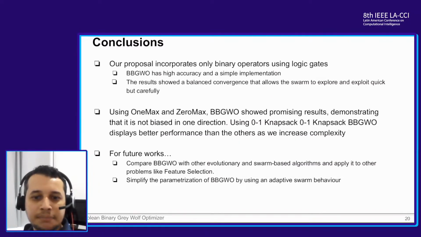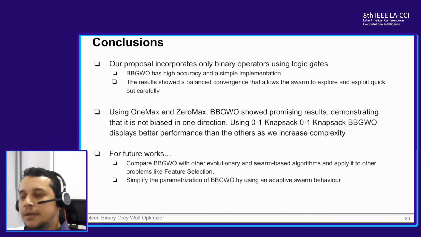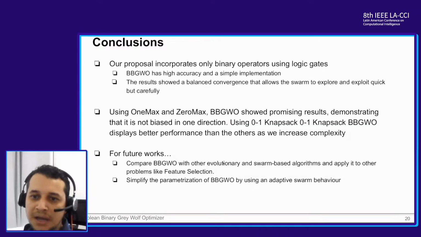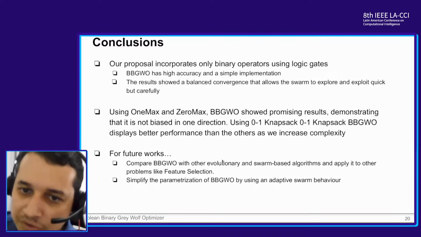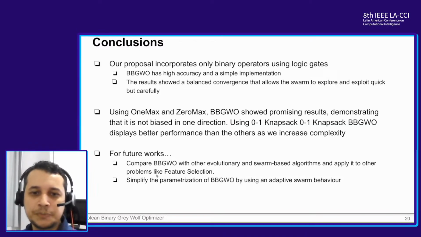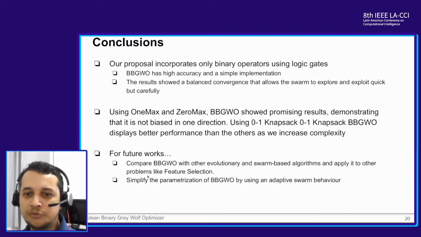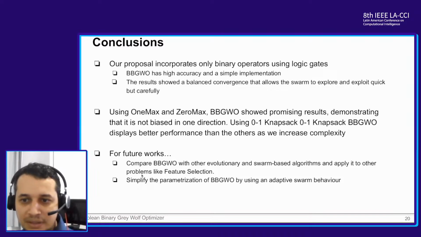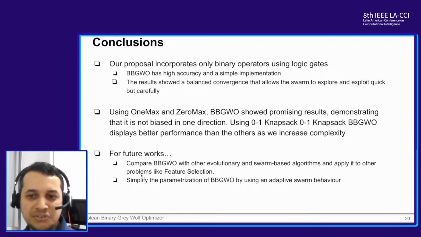Now let me summarize the main points. We propose the Boolean binary grey wolf optimizer. The proposal incorporates only binary operators using logical gates. BBGWO has high accuracy and simple implementation. The results showed a balanced convergence that allows the swarm to explore and exploit quickly but carefully. Using 1max and 0max, BBGWO showed promising results, demonstrating that it's not biased in one direction. Using 0-1 knapsack, BBGWO displayed better performance than the others as we increased the complexity.